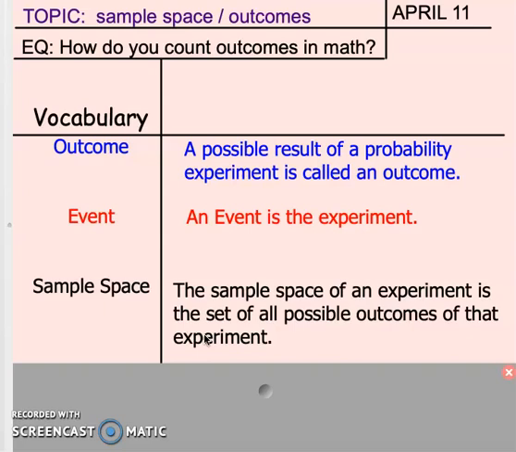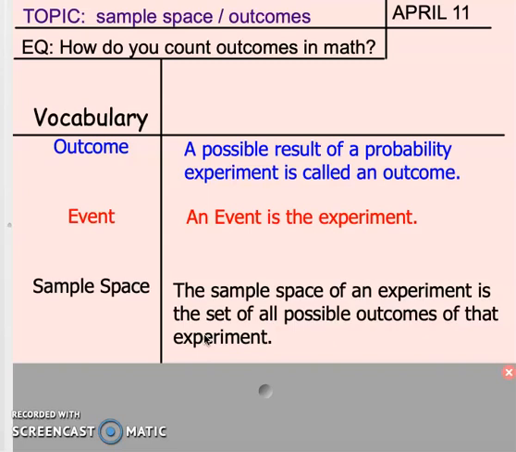An event, the event is the experiment itself. So the thing that's happening when we're choosing something or something is happening randomly, that is the event. So if we flip a coin, that's an event. If we roll a dice, that's an event. If we spin a spinner, that's an event. If we choose an entree, that's an event, right? So it can be from choice or from randomly generating something.